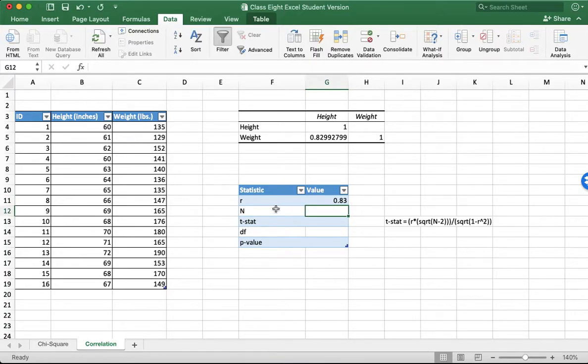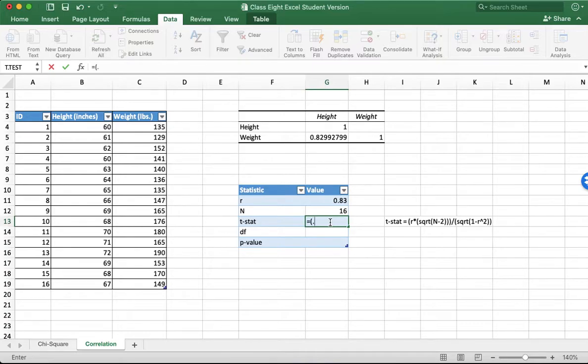Now, when you report correlations, you generally report the correlation, you report the total number of people in the sample, or the N, and then you report the test statistic, degree of freedom, and the probability value. Okay, so for our N, we can see just from looking at the ID that we have 16 people in this sample. And the test statistic is kind of a complex equation, but I have put it here in the table, and it's also explained in the Word document.